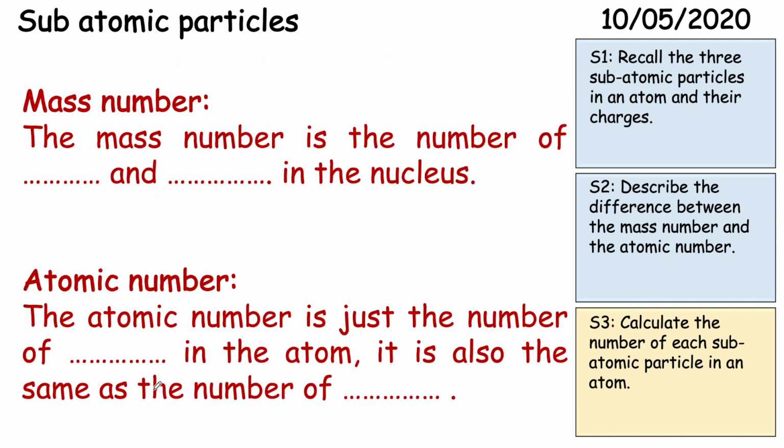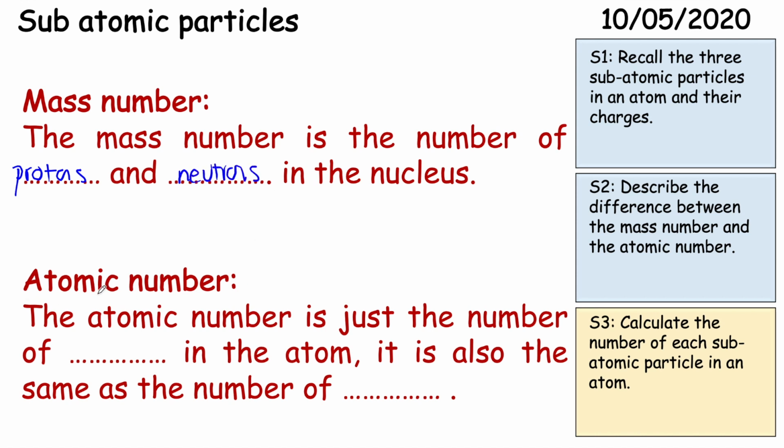Now, just to recap, let's have a think about what these mean and see if we can remember. The mass number. This is the number of blank and blank in the nucleus. I suggest you pause the video, try and fill this in, and then unpause it for the answers. Right, the mass number is the number of protons and neutrons in the nucleus.